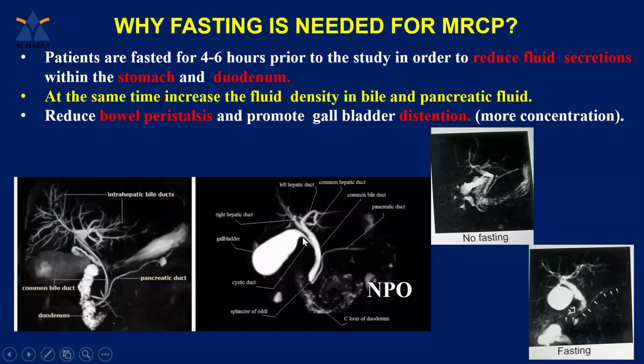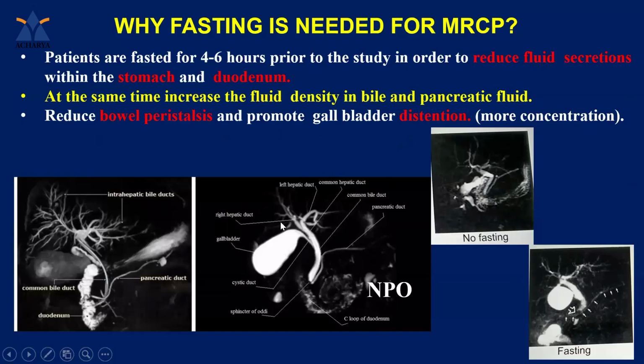So why is fasting needed for MRCP? In MRCP, a minimum of 4 to 6 hours of fasting is very, very important, to reduce the fluid secretion within the stomach and duodenum. At the same time, it increases the fluid density in the pancreatic duct and bile ducts. It also reduces bowel peristalsis and promotes gallbladder distension, improving image quality.